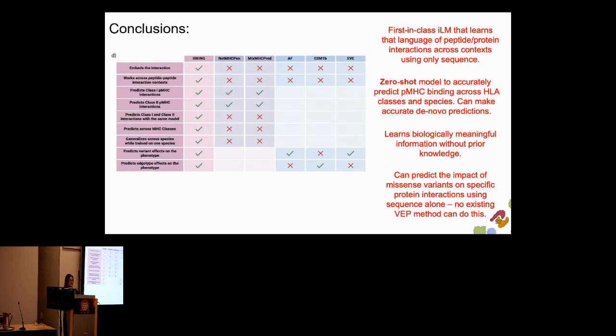So, in conclusion, Swing is a first-in-class interaction language model that learns the language of peptide-protein interactions across contexts using only sequence information. It's a zero-shot model that accurately predicted peptide-MHC binding across HLA classes and species and was able to make accurate de novo predictions. It also learned biologically meaningful information without any prior knowledge and was able to predict the impact of missense variants on specific interaction disruption, or specific protein interactions, using sequence alone, which no variant effect prediction method has been able to do before.